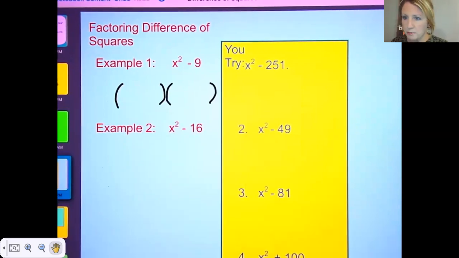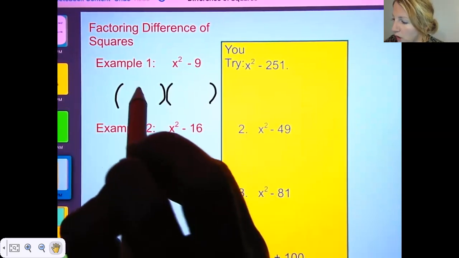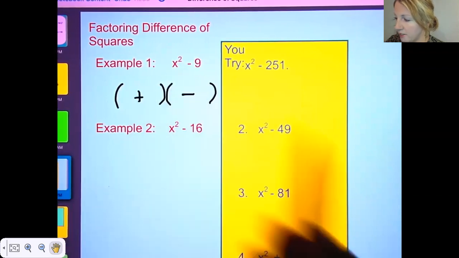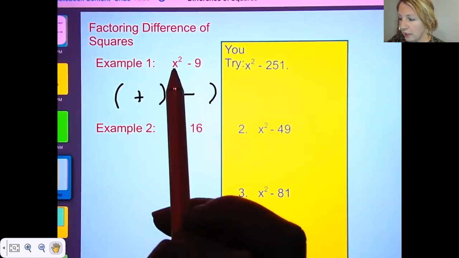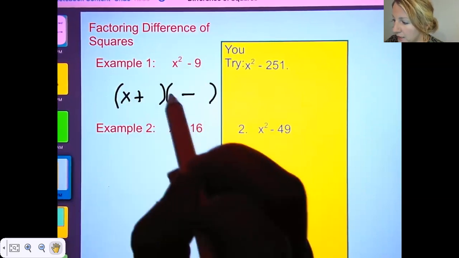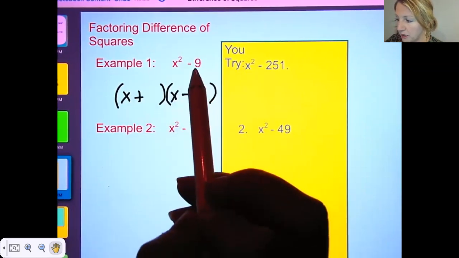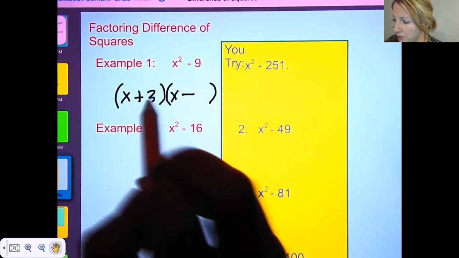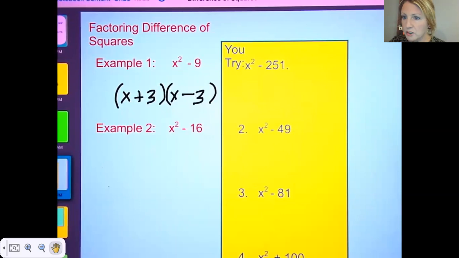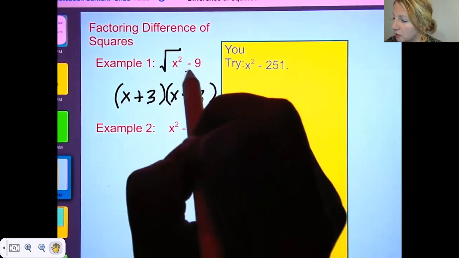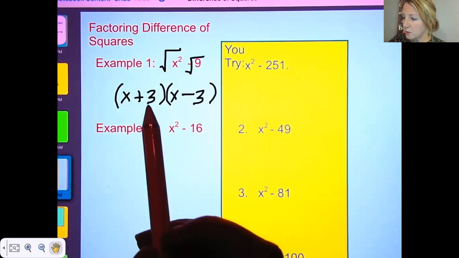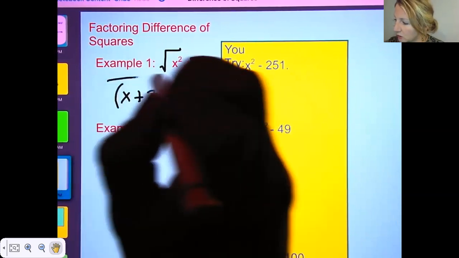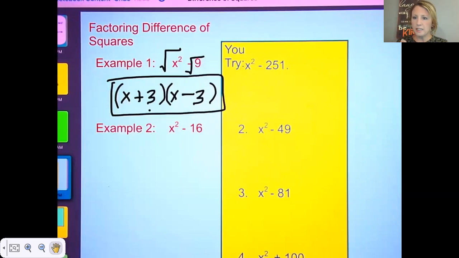Okay, and if you think back to that previous screen where I reviewed, one was always positive, one was always negative. What's producing the x squared is just multiplying x times x, and what's producing this negative 9 is multiplying positive 3 times negative 3. So all you're doing is taking the square root of x squared, that's x, so one x would go in each binomial, and then you're taking the square root of 9, that's 3, so a positive 3 and a negative 3. So this is your final answer, x plus 3 times x minus 3.